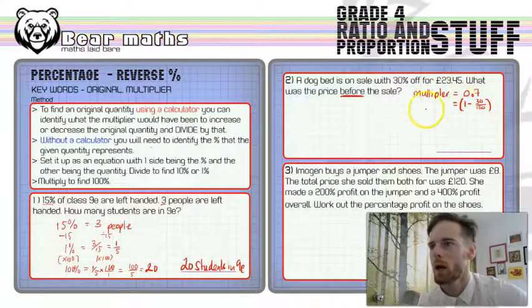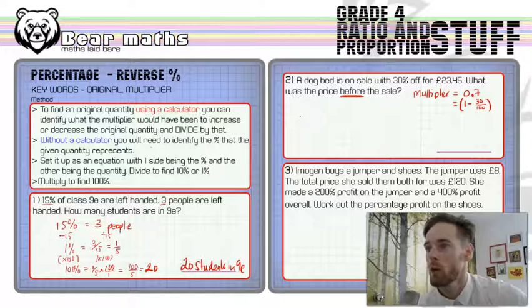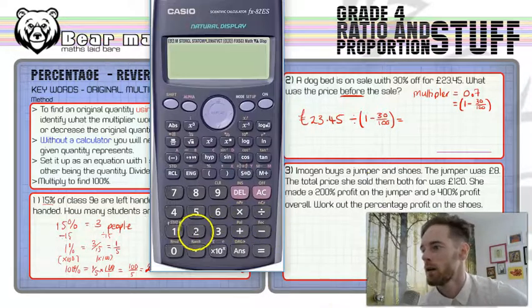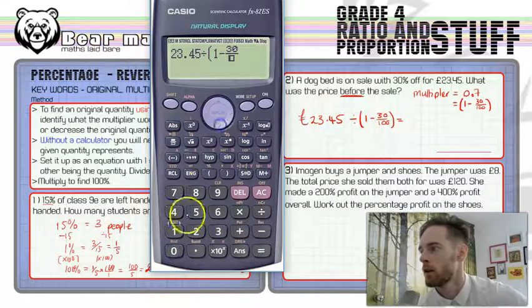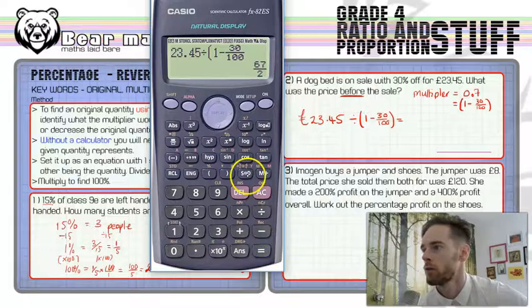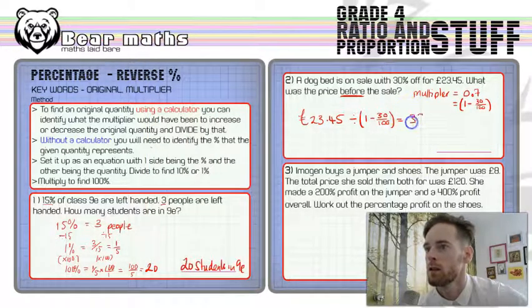I'm going to use the one that's in the brackets there. It's my favorite way of doing it, and we're going to work it backwards. So we are dividing by that instead of multiplying by it. So £23.45 divided by 1 minus 30 over 100, and that's going to give us our answer. So if I get my calculator in, that's easy. If I type the numbers in correctly, that's going to be 1 minus fraction 30 over 100 equals 67 over 2, which is 33.5, which in terms of money, the dog bed was £33.50.